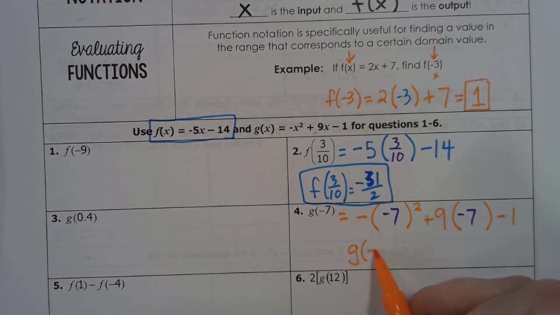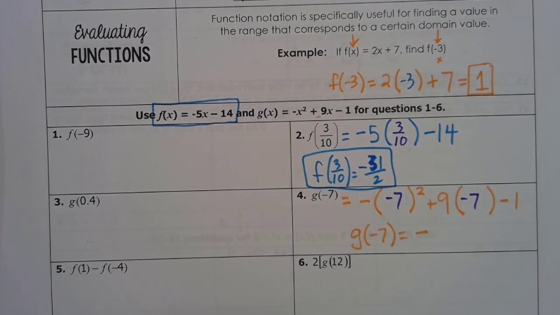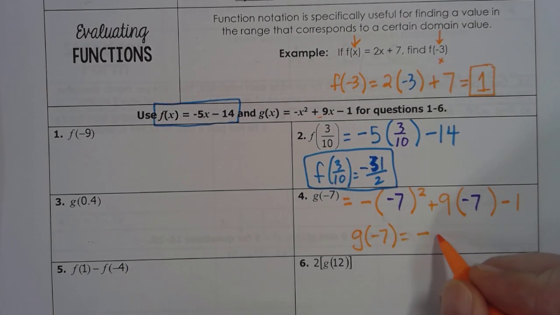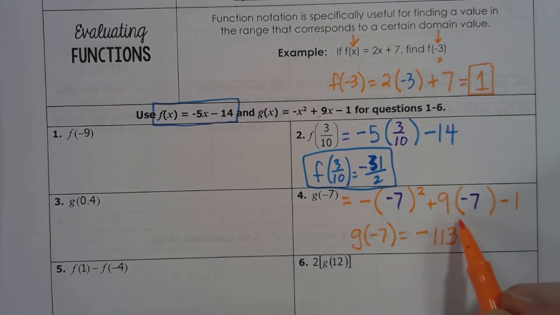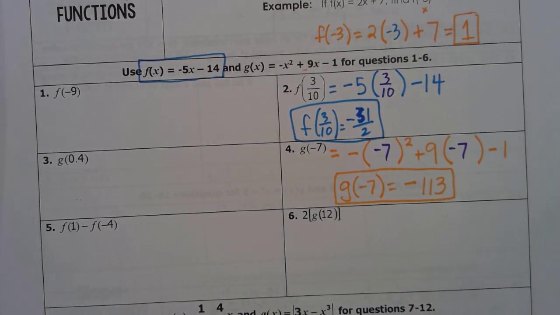So this should be negative something really big. Well, not really big, but 100 and something. Negative 113. Perfect. Wow, miss. Great. I didn't even get to look up before I said it. I know, I heard you right.